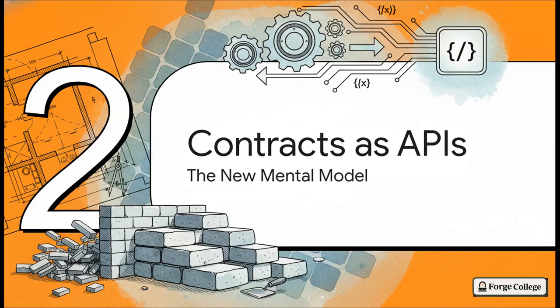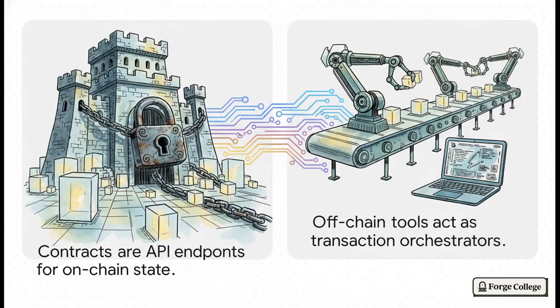Moving on to part 2, contracts as APIs, the new mental model. To avoid the sheer agony of undocumented functions, or trying to build a house by starting with the roof, we really need a paradigm shift here. We got to stop thinking about code to write and start thinking about interfaces to define. Treat your smart contracts purely as strict API endpoints. They handle on-chain state, enforce rules, and emit events. That's it. Meanwhile, your off-chain elements act as orchestrators. Think of them like a conveyor belt, submitting transactions, reacting to events, and running the UI.